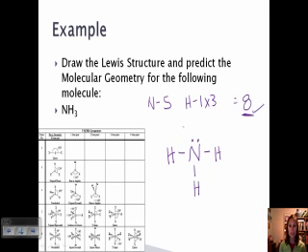Now I want to look at my central atom. So I'm just going to draw a box around it. Within the central atom, I have 1, 2, 3, 4 total bonding sites. And within those 4 bonding sites, one of them is a lone pair.